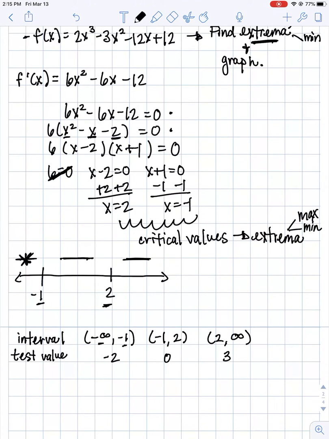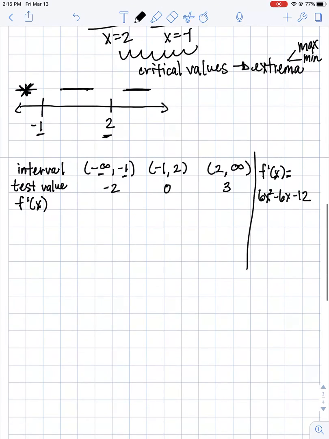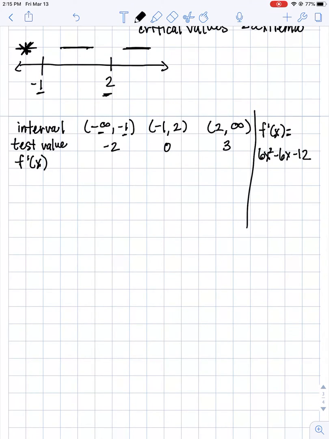And I'm going to take these test values and plug them into the first derivative. Be reminded, the derivative, f prime of x, equaled 6x squared minus 6x minus 12. That was the first derivative. Let me get some more room so I can show all the work. The derivative was 6x squared minus 6x minus 12.